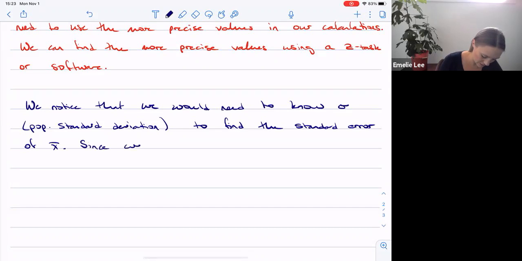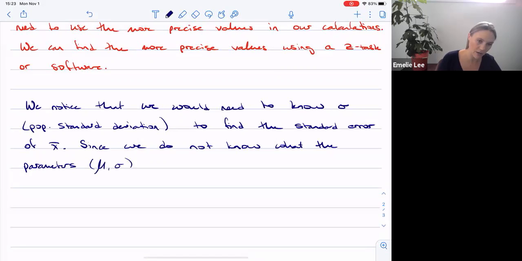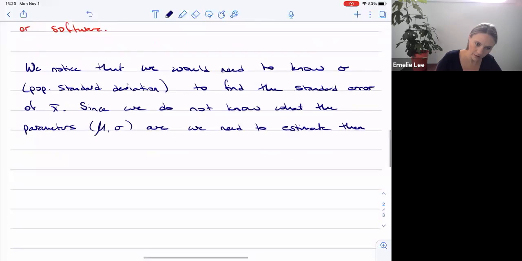Since we do not know what the population looks like or what the parameters are, so that's mu and sigma, we need to estimate them using sample information.